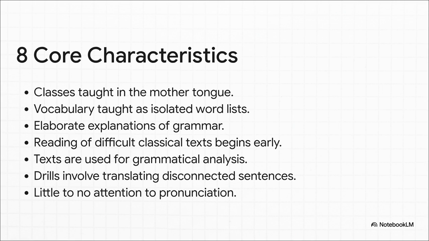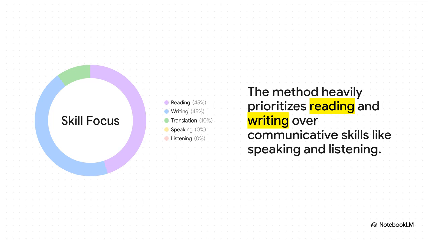Pronunciation is almost completely ignored. It's a system with a very, very specific and narrow purpose. And wow, this chart just says it all, doesn't it? The overwhelming focus is on reading and writing. The skills you need to analyze books and translate stuff.